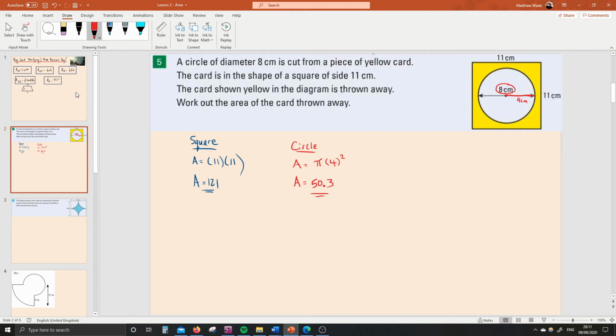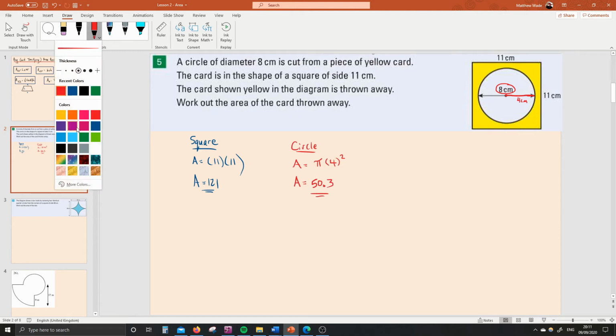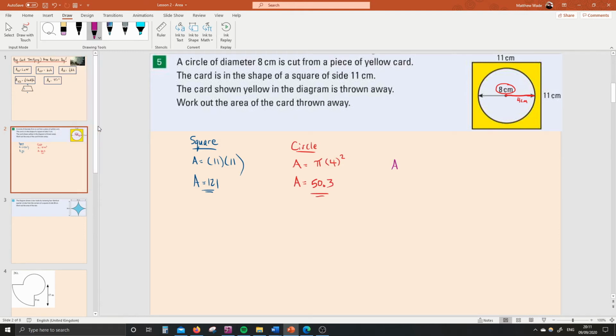And there you have it. So final answer then, my lovelies, it's just going to be the two of them subtracted, right? So it's going to be 121 take away that, which equals 70.7. Here we now finally need a unit. The unit is centimeters squared. And there you go. So that's how you do these questions.